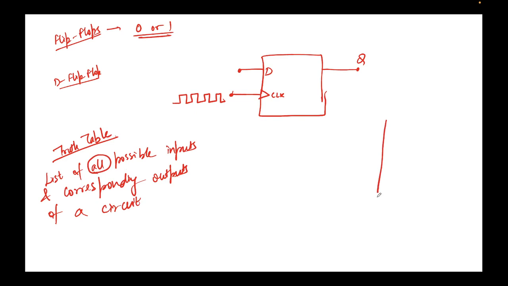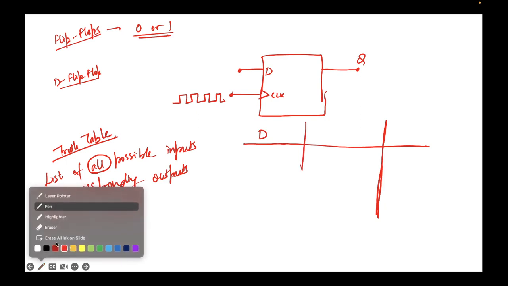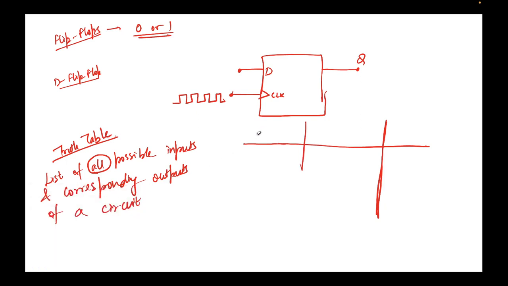So what I'll do, I'll draw this double vertical line and write all the possible input combinations. There are two inputs I can see. One is D, and I'll write clock on this side, clock and D. So I can write clock as 0, D as 0; clock as 0, D as 1; clock as 1, D as 0; and clock as 1, D as 1. No other combination is possible apart from this. And here is the output, which I denote by Q.